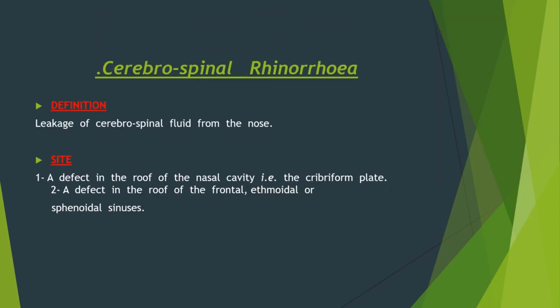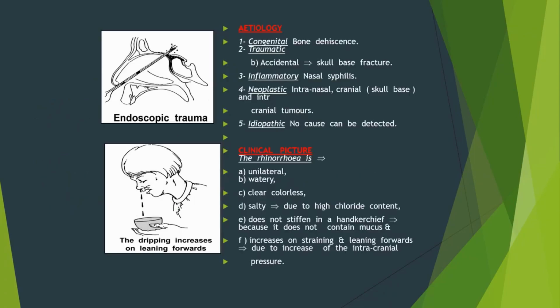Now we will talk about a very important topic called cerebrospinal rhinorrhea, which is leakage of cerebrospinal fluid from the nose. This leakage could happen through a defect in the roof of the nasal cavity, like the cribriform plate, or a defect in the roof of the frontal, ethmoid or sphenoidal sinuses. Etiology: it may be congenital bony dehiscence or traumatic, like accidental skull-base fracture, or inflammatory as nasal syphilis, or neoplastic as intranasal cranial and intracranial tumors. It also may be idiopathic, no cause can be detected.